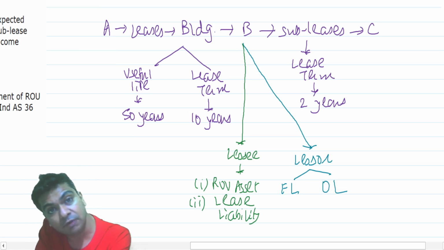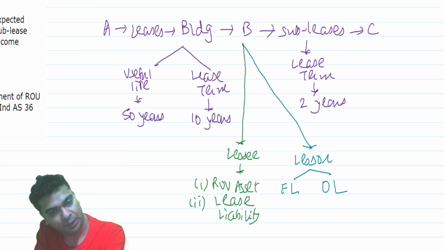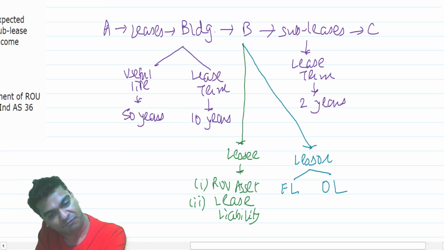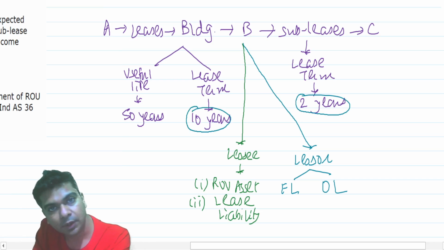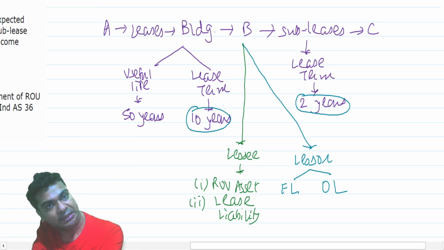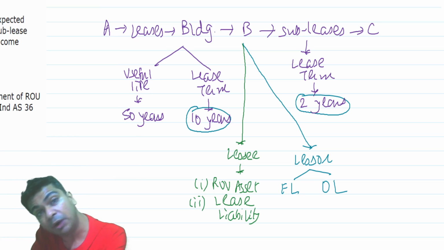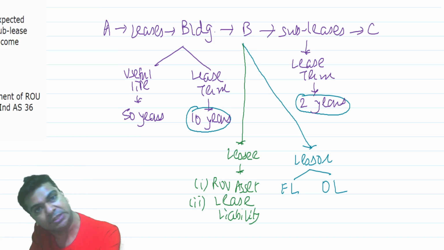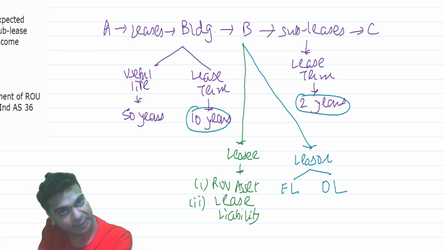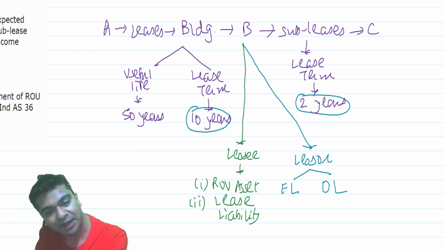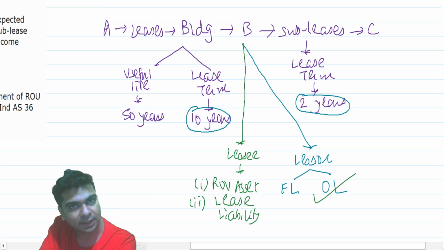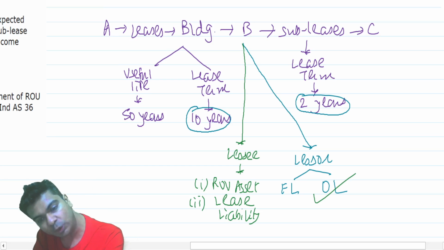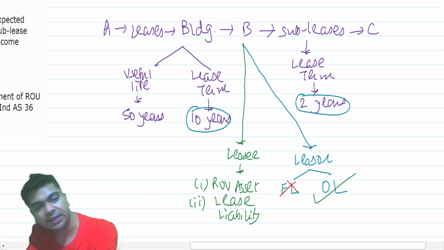This classification will depend upon with reference to the ROU asset and not the underlying asset. Your ROU asset is obtained for 10 years. Out of 10 years, you are subleasing for 2 years. If you are subleasing only for 2 years, then the lease term is not covering major part of the useful economic life. And if it is not covering the major part of the useful economic life, then this is not a finance lease. So we will classify this as operating lease. Okay, right? So it is not a finance lease, it will become an operating lease.